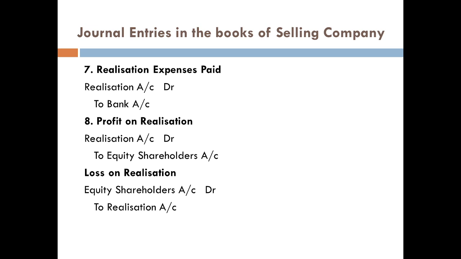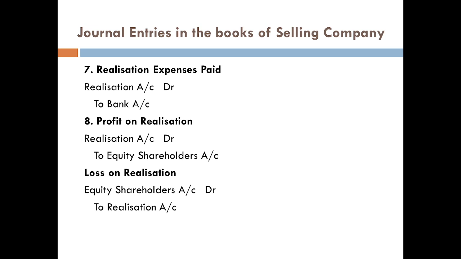If the realization account shows profit, who should receive it? The equity shareholders of the company should receive it. They are the original owners of the company, is it not? So the journal entry will be realization account debtor to equity shareholders account. So it should go to equity shareholders account. If it is loss, once again who is going to bear the loss? Once again the equity shareholders account debtor to realization account, loss on realization.